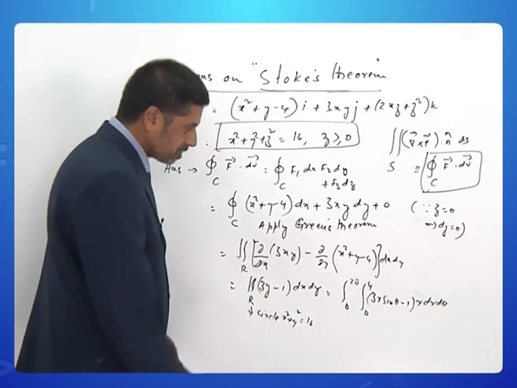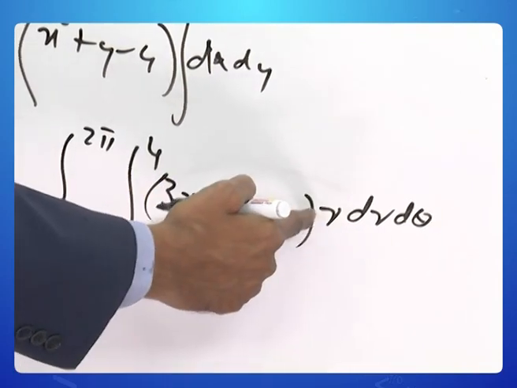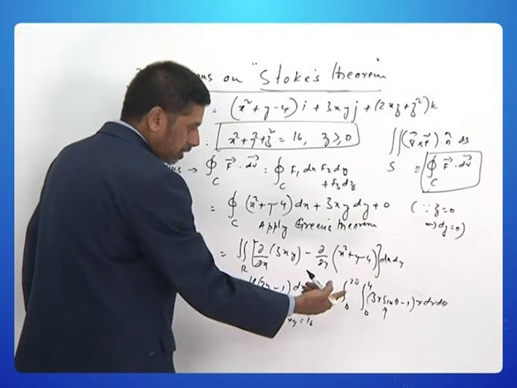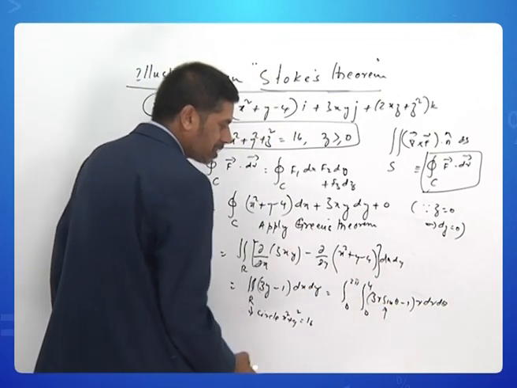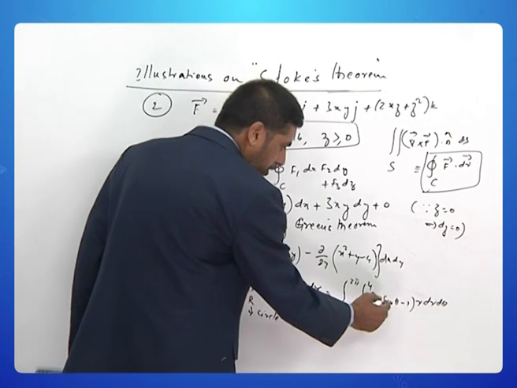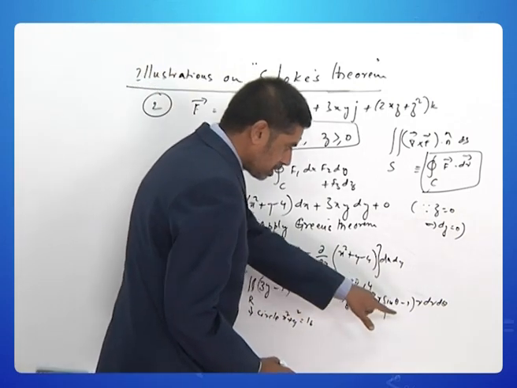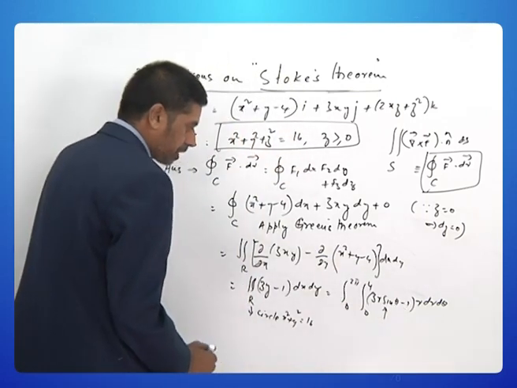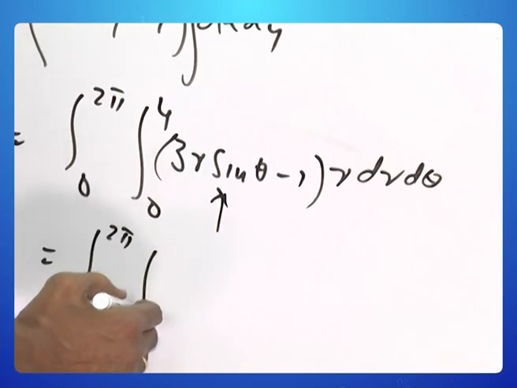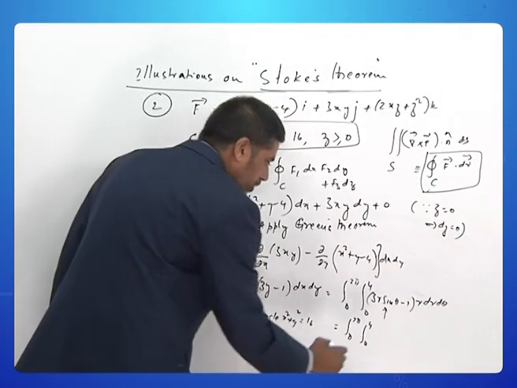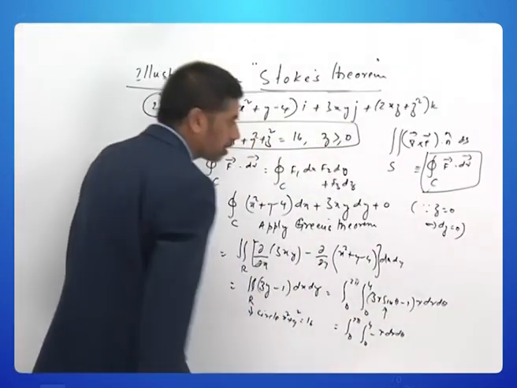Now when you look at the first term, after integration with respect to r, when you integrate with respect to theta, the integration of sin theta over 0 to 2 pi will be 0. So therefore this term can be removed because it does not contribute anything to the answer. So what is left is only the second part. So this is integral 0 to 2 pi, 0 to 4, minus r dr d theta.